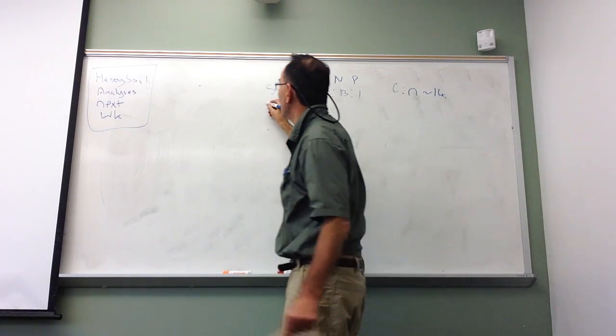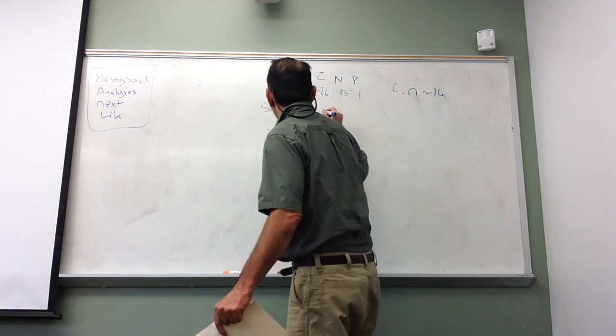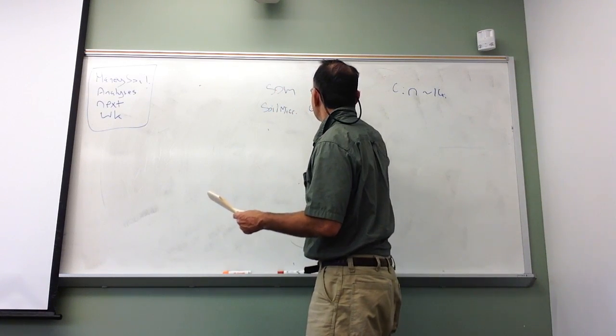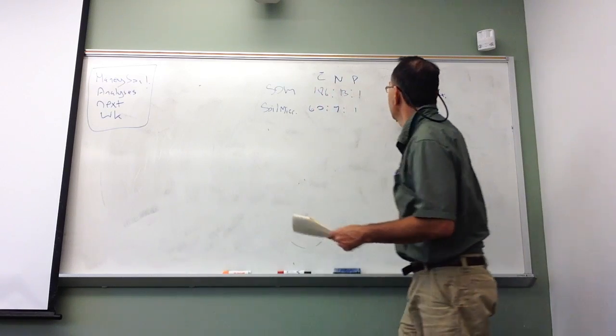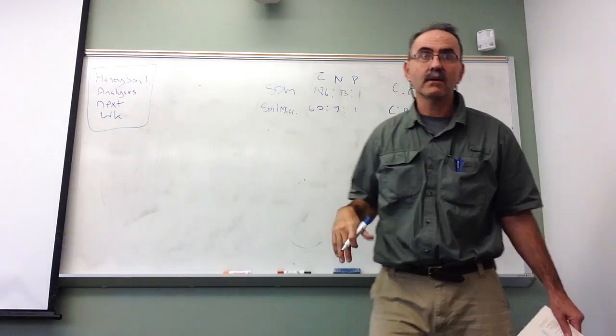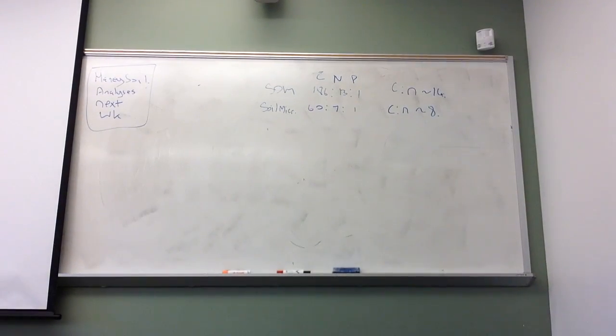But we found in soil microbes, this is an interesting one, we've got approximately 60 to 7 to 1. C to N ratio here is approximately 8. So a fairly high carbon to nitrogen ratio.